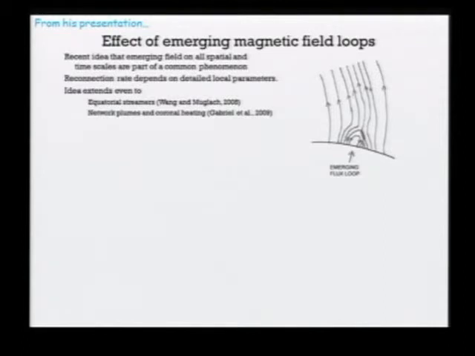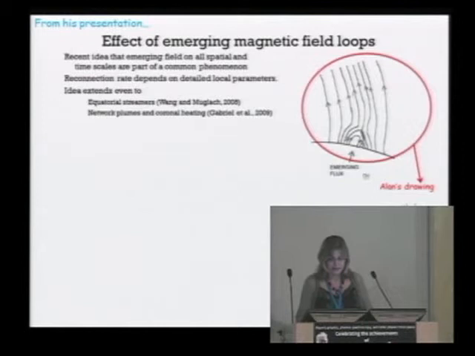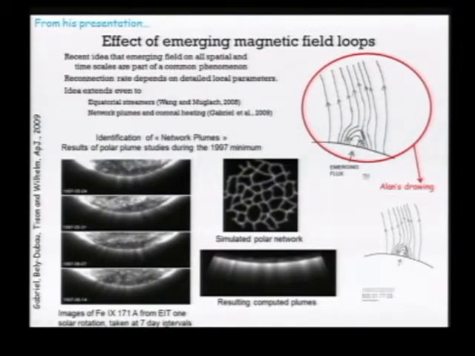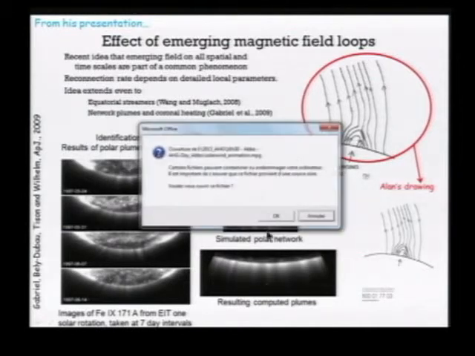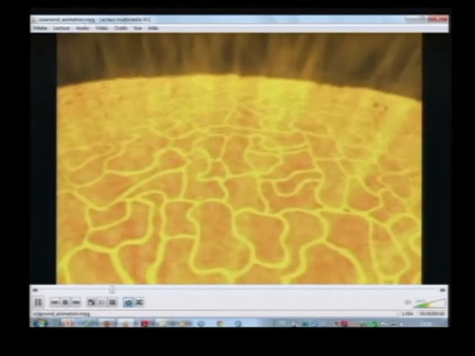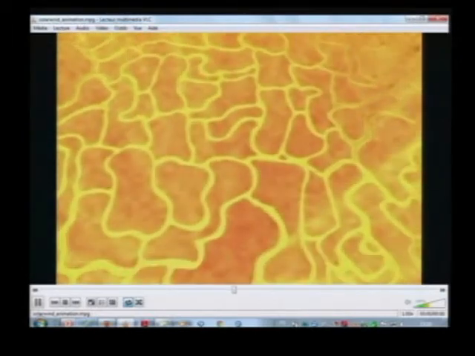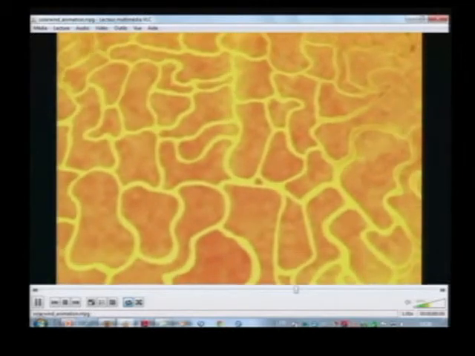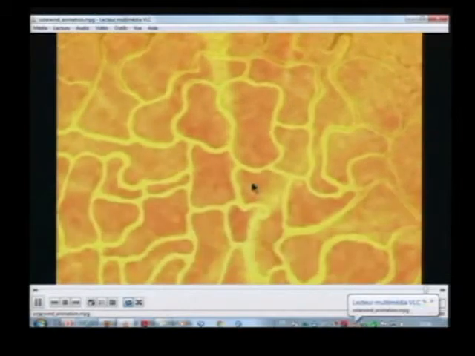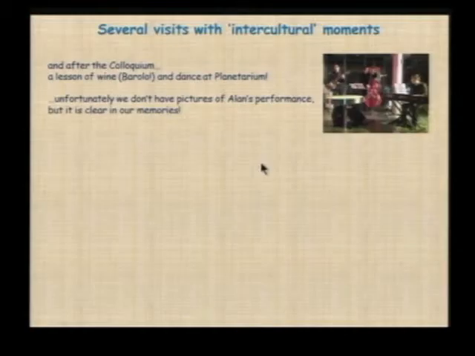This is a slide from his presentation explaining his idea about the two kinds of polar plumes. And here there is also a nice movie explaining the idea of the curtains or network plumes with this alignment of a lot of small structures.